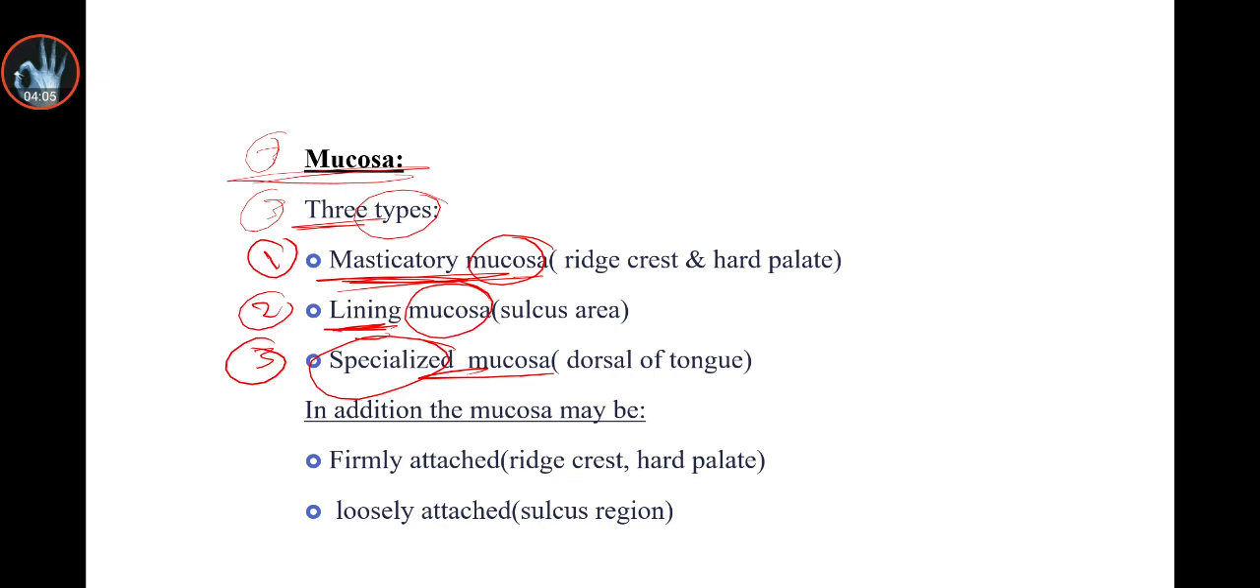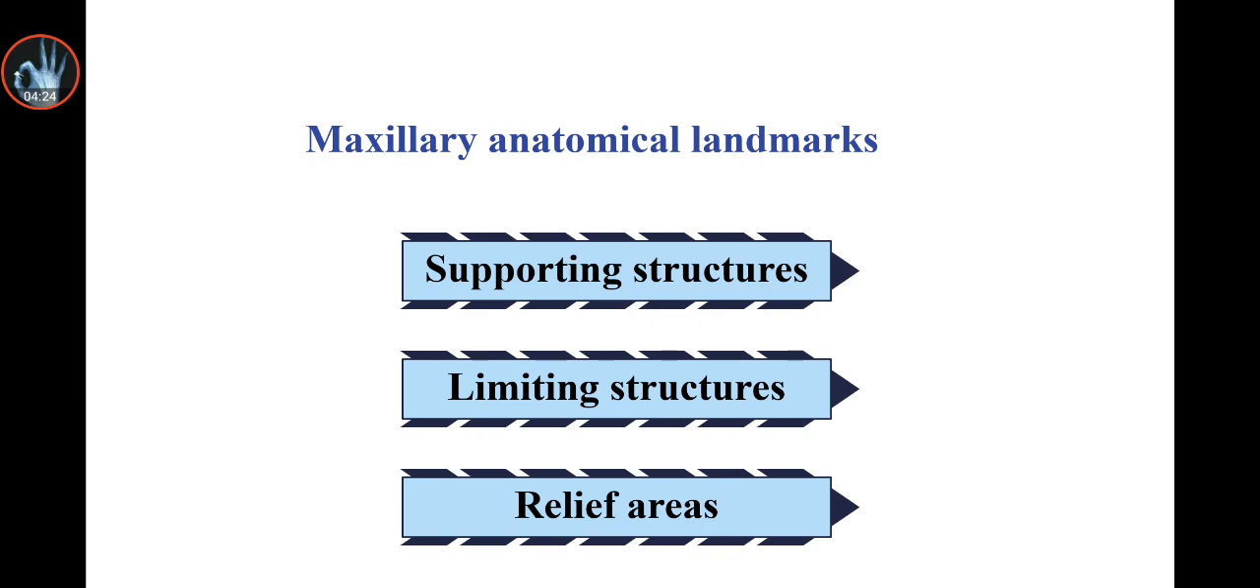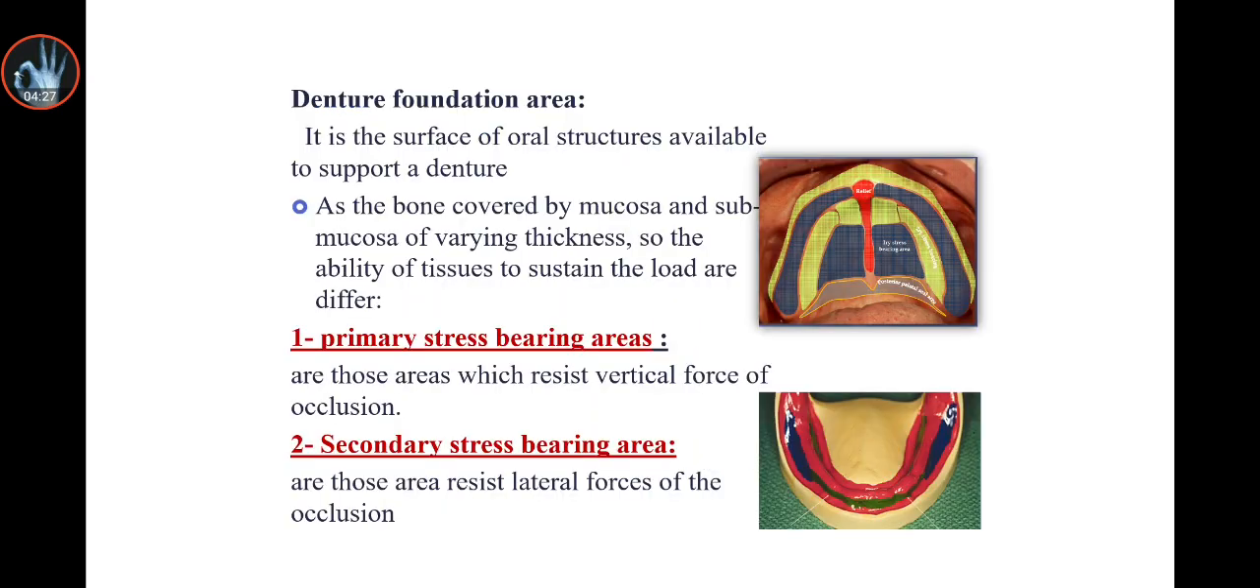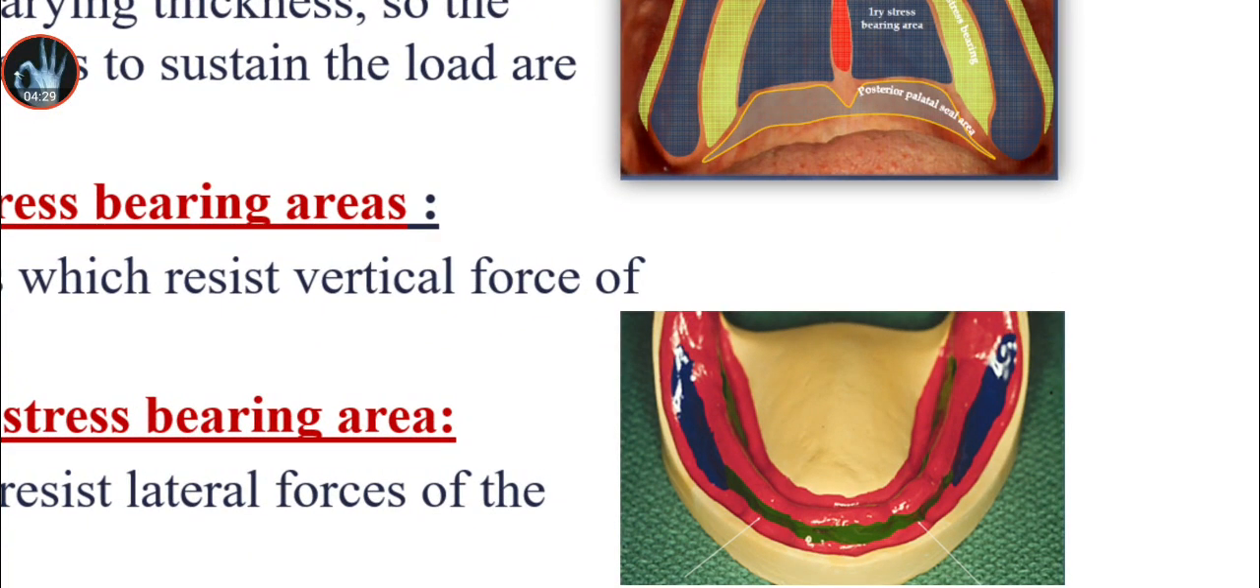So it will be hard and thick، يعني لازم تكون شوي صلبة وتكون سميكة. And the masticatory mucosa are founded on the ridge crest and the hard palate. هتلاقوها في الكريست or ridge crest. هتشوف ridge crest. This is the ridge crest، هي الارتفاع اللي موجودة في alveolar process. So we have alveolar process above.